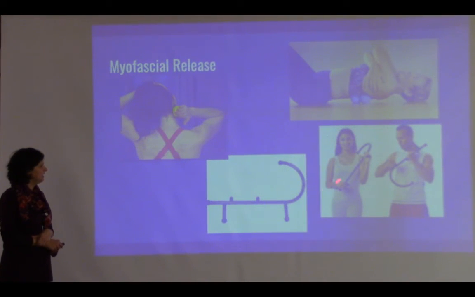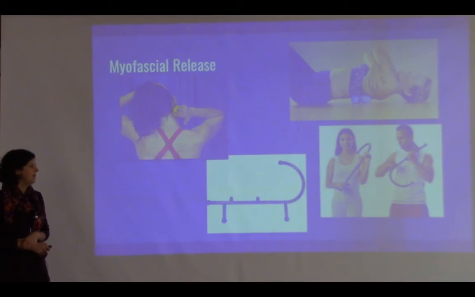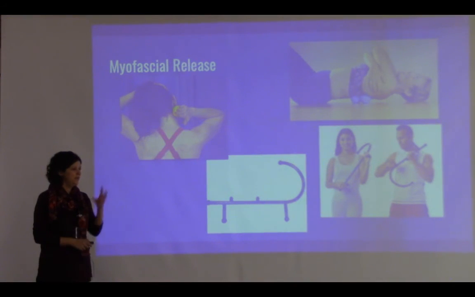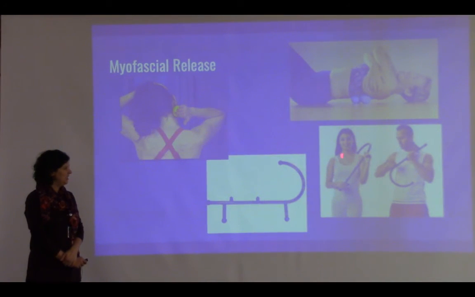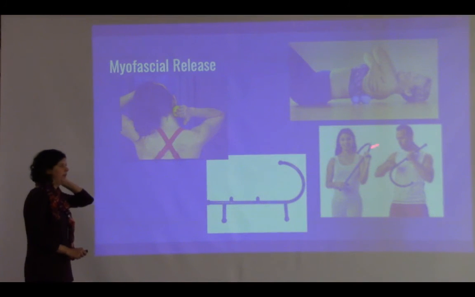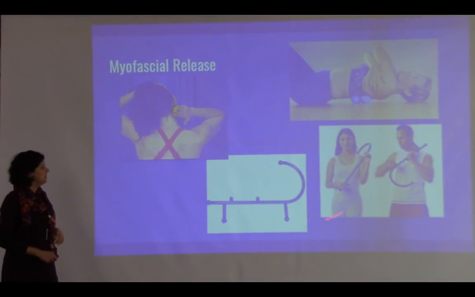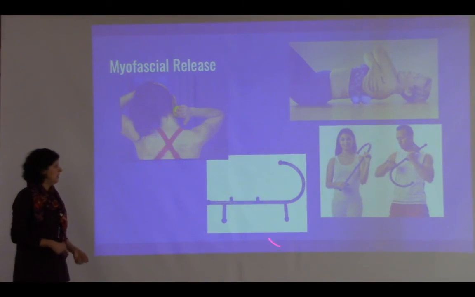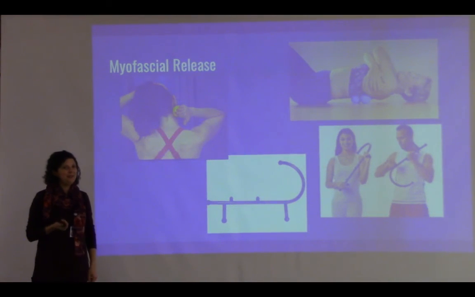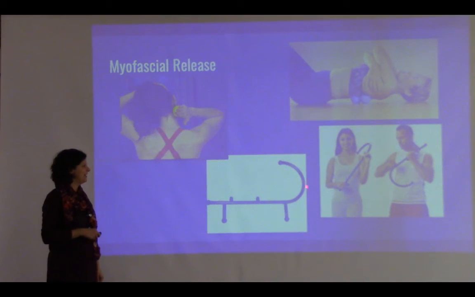Here's an example of a way that we sometimes recommend releasing trapezius trigger points, further up in the neck behind the shoulders. These are just little tiny balls that you can roll along your spine that can help release those. This is using a tennis ball along the sternocleidomastoid or scalene muscles, again, to help stretch out that muscle and release some of those triggers in the muscle.